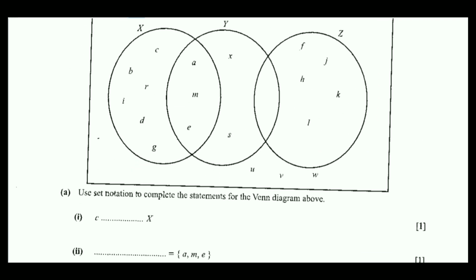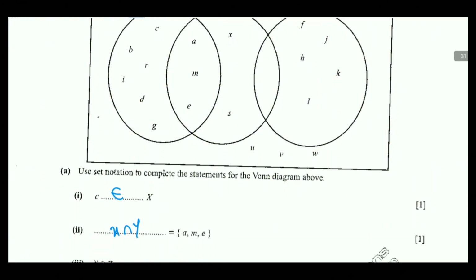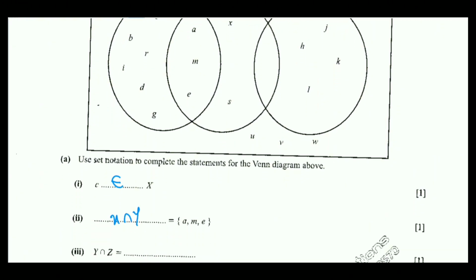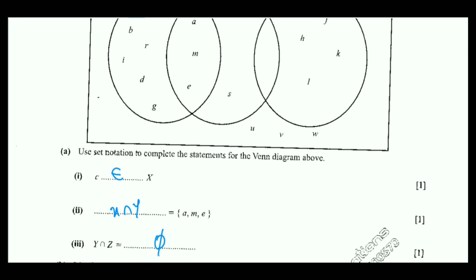Okay, question 16. Use set notation to complete the statements for the Venn diagram above. C dash x. You can write here C belongs to x. C is an element of x because C is included in the x region. Second, this is the X intersection Y part. So you will write here X intersection Y. Y intersection Z is this part. That is empty. So you will write here empty or null set.